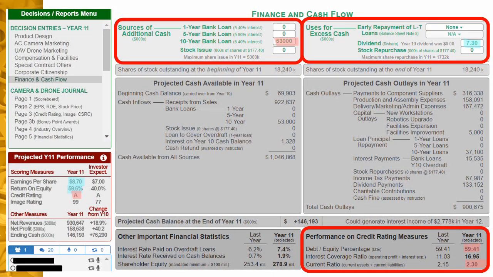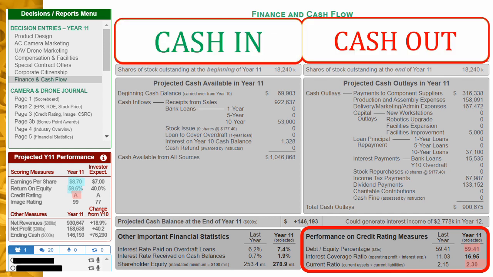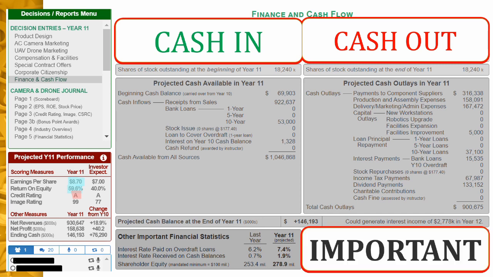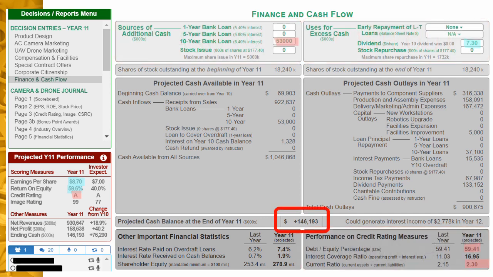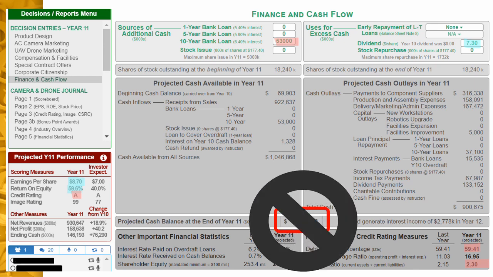The finance and cash flow page has these areas: sources of additional cash like stock in issue and debt, uses for excess cash like debt repayment, dividends, and stock repurchases, and the performance credit rating measures. We will call them cash in, cash out, and important. You might have thought that I would point out the ending cash, but nope, it's not important.